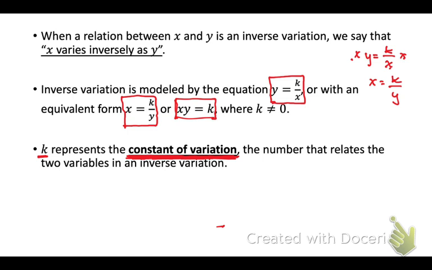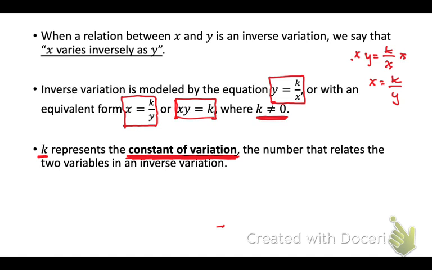Why can't k equal 0? Variation means it varies, yes? It has to be increasing and decreasing, so you can't have it increasing 0 and decreasing 0. The only time you'd get 0 is if one of them was always 0. That doesn't make it a proportion, does it?